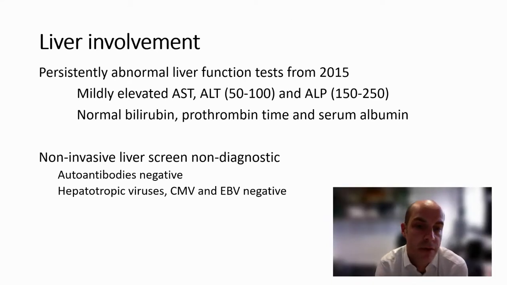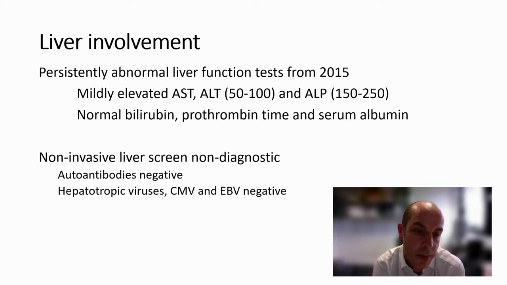And then to come to the liver involvement, so he had gut involvement, he had chest involvement, he had autoimmune cytopenias, and he was also noted to have persistently abnormal liver function tests. These are relatively modest. He had transaminases, so his AST and ALT running between 50 and 100, so modestly elevated, and again, a modestly elevated alkaline phosphatase.